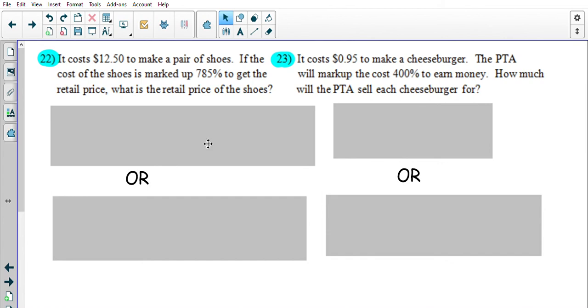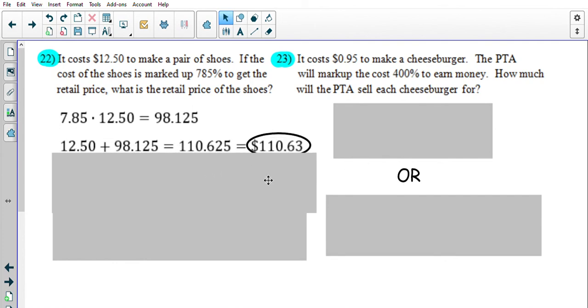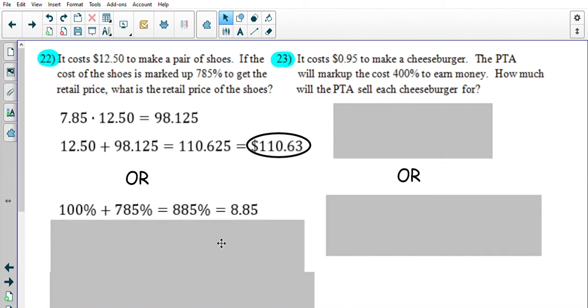So marked up is an increase. One option is to take 785% as a decimal, which is 7.85, times 12.50. That gets you 98.125. Now that is not the price after the markup. That's how much they're marking up the price. You still have to add $12.50 and the 98.125 to get 110.625, or $110.63.